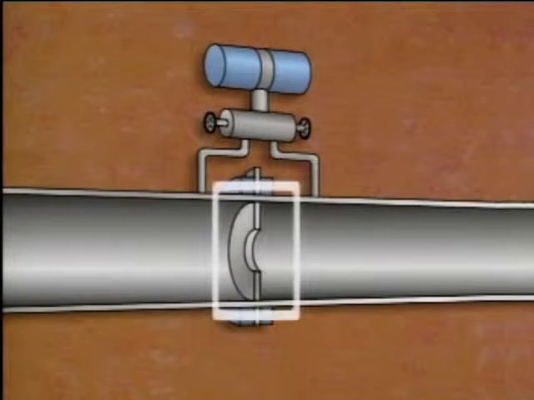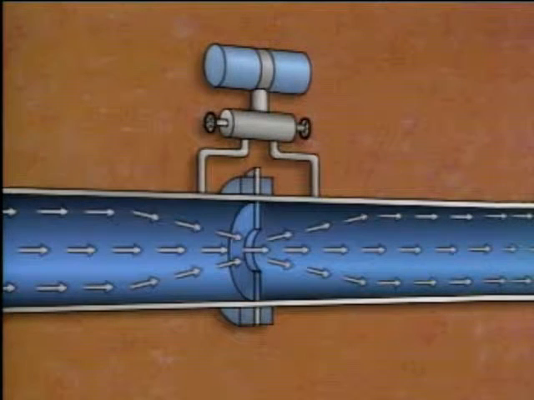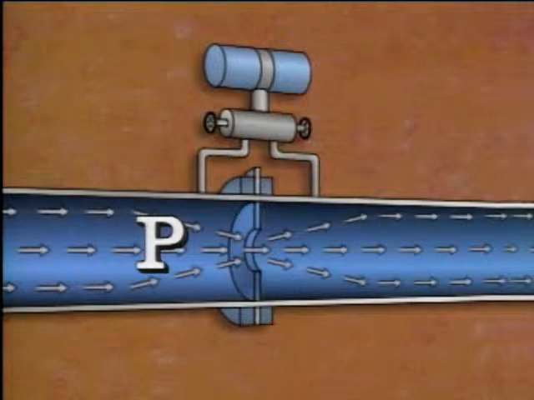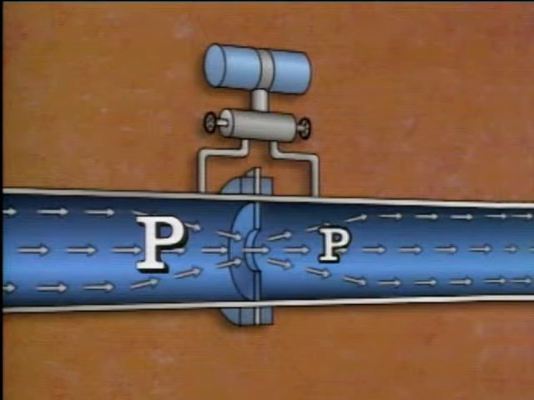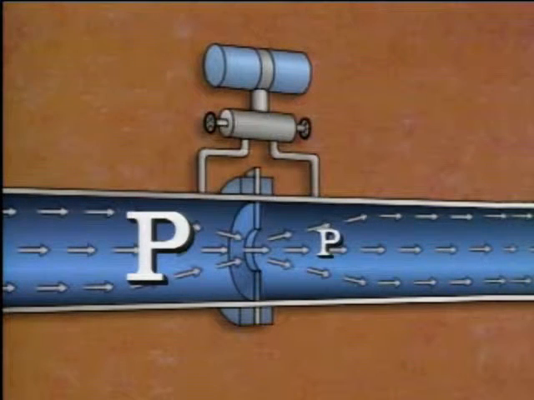In this arrangement, a thin plate with a hole in its center, known as an Orifice Plate, is used to restrict the flow of fluid through a pipe. When fluid flows through the orifice, the pressure on the upstream side of the plate is greater than the pressure on the downstream side. The difference between the two pressures is proportional to the flow rate of the fluid through the plate. The greater the difference between the two pressures, the greater the flow rate.